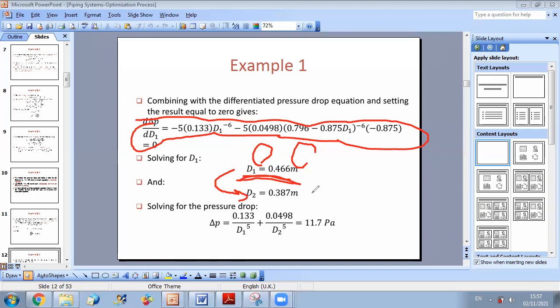And now I can be sure that for this constraint the pressure drop is minimized for these values of D1 and D2. And now I can calculate the corresponding pressure drop. So this is the minimal possible value that can be reached for the pressure drop. Any question on this problem?